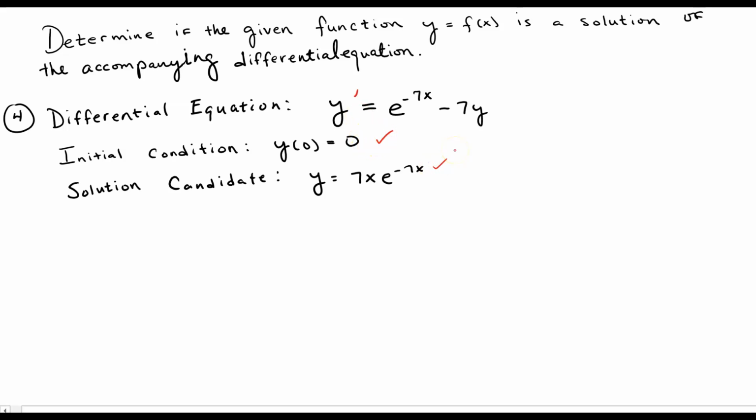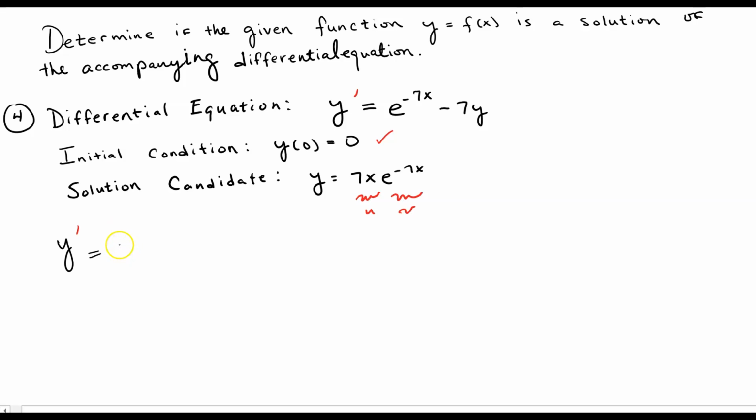But what we need to do is check, does the solution candidate work for the differential equation? The only way to figure that out is to take the derivative of it. So we're going to find our y prime by taking the derivative of 7x times e to the negative 7x. In this case, that is a case of the product rule, u v prime and v u prime.